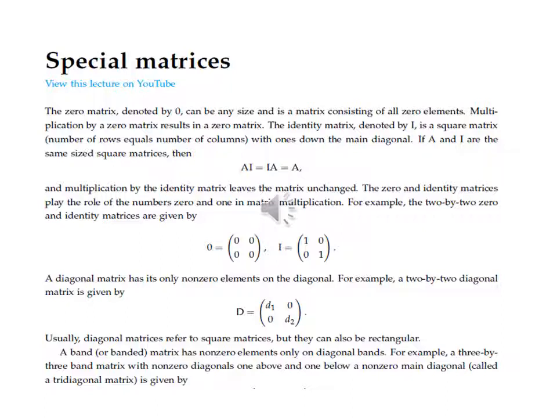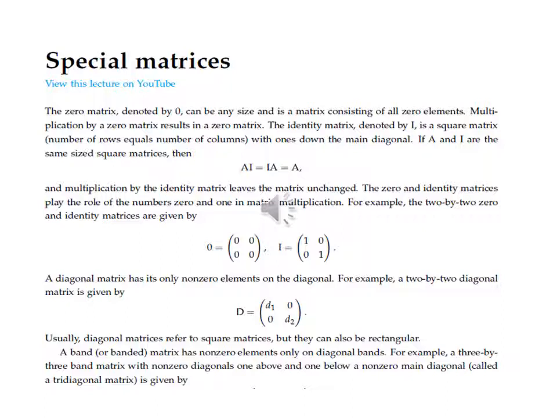This is the identity matrix, all the main diagonal equals 1, and multiplication by the identity matrix leaves the matrix unchanged. The zero and the identity matrices play the role of the numbers 0 and 1 in matrix multiplication. For example, the 2 by 2 zero and identity matrices are given by 0, where all the elements in this matrix must be equal to 0, and the identity matrix, where the main diagonal must be equal to 1.